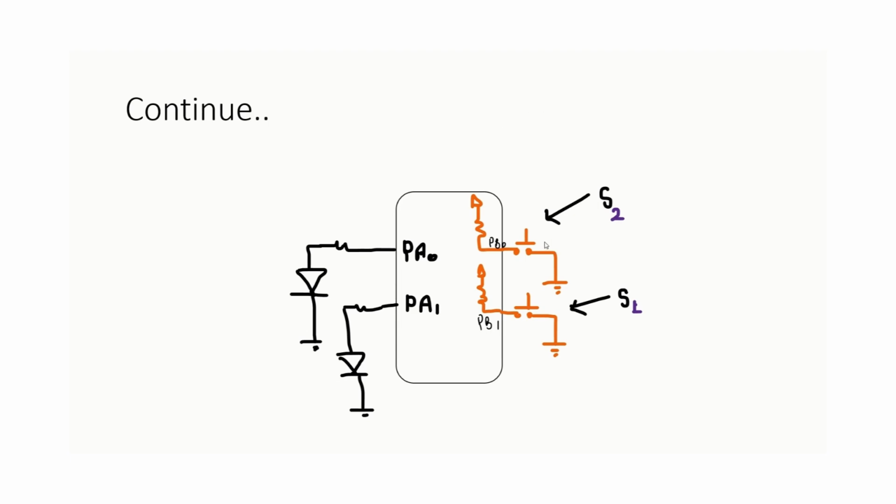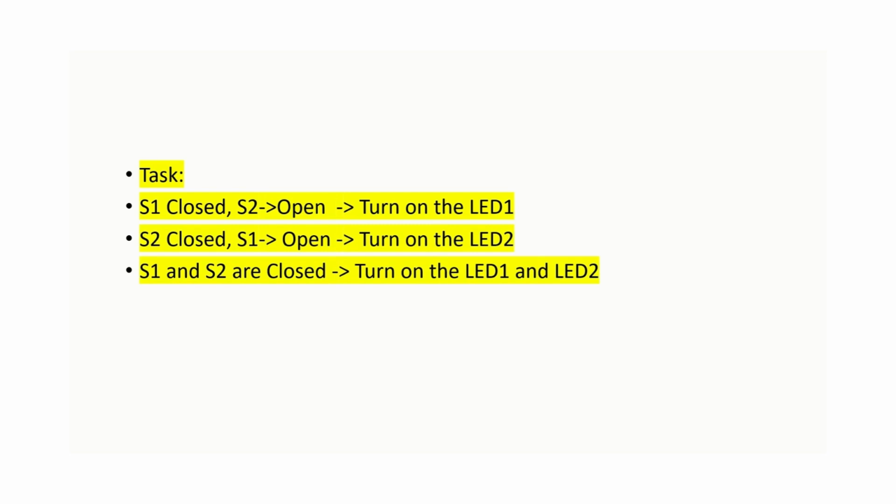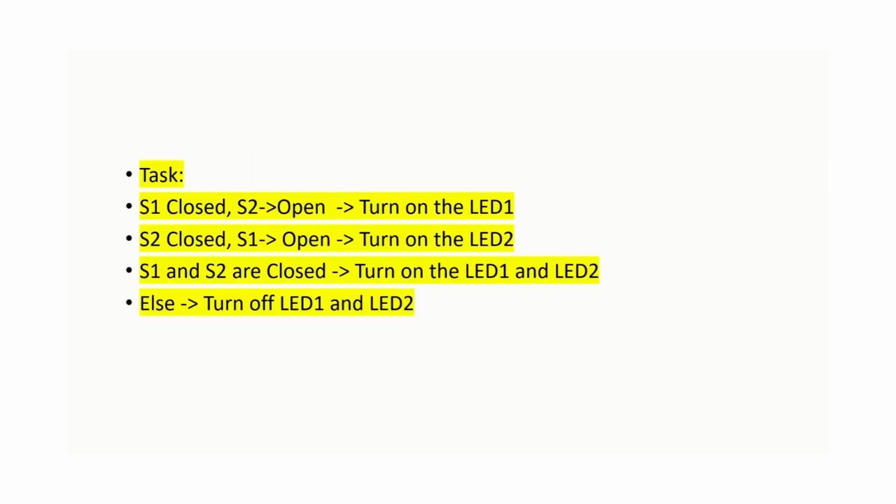Now let's understand the task. So we want to do the following operation. If S1 is closed and S2 is open, turn on LED 1. If S2 is closed and S1 is open, turn on LED 2. If both S1 and S2 are closed, turn on both the LEDs. Otherwise, turn off both the LEDs.